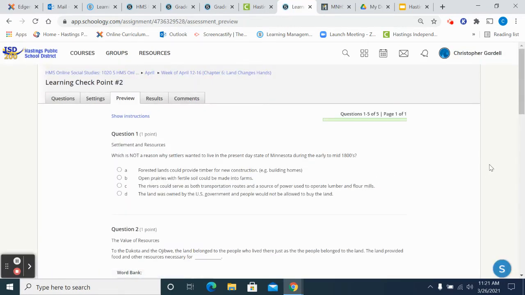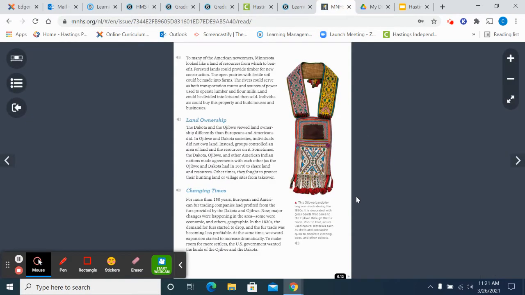All right, so question number 1 focuses on settlement and resources. Which is not a reason why settlers wanted to live in the present day state of Minnesota during the early to mid 1800s? So, 6.12 is an excellent online textbook page to utilize to find the answer. And I know you have notes as well, okay? But I'm utilizing our textbook as a resource right now to help you.